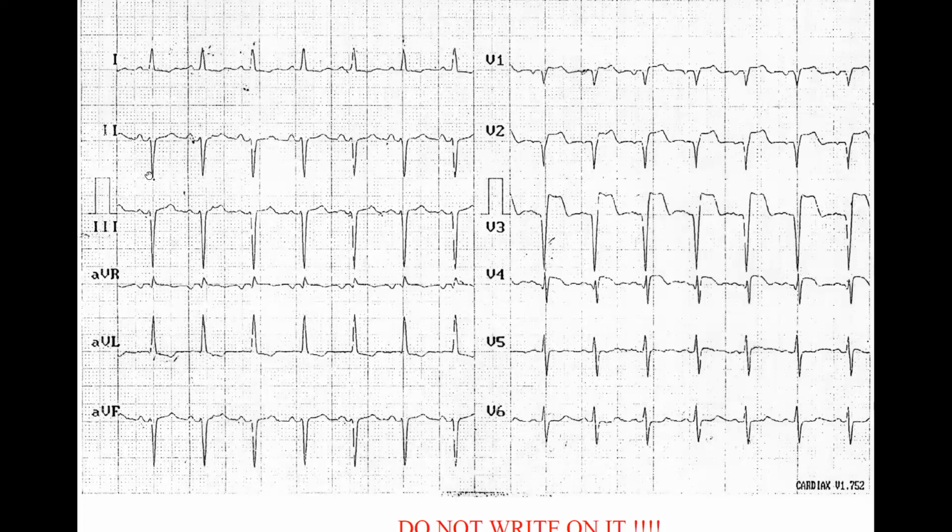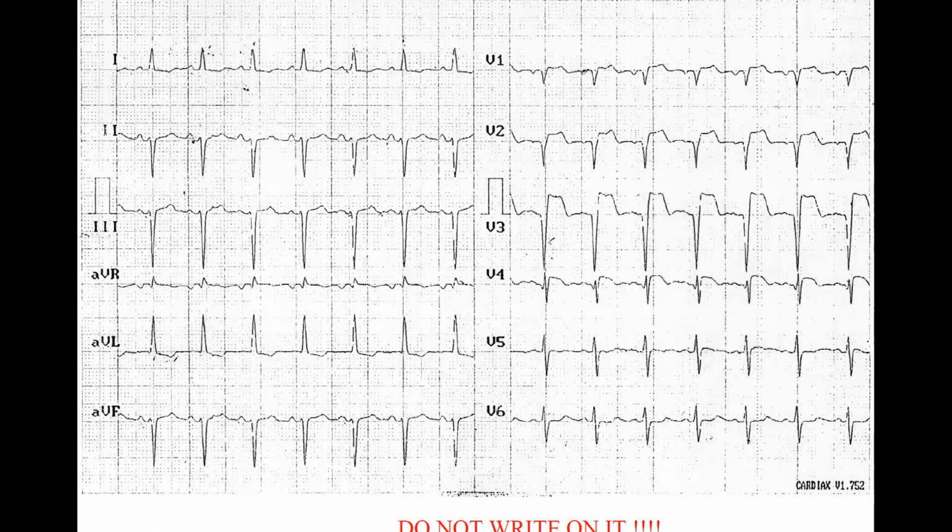Okay. Go on. Do we have P waves? Yes, I can see P waves in lead 2, and negative in AVR, and every P is conducted. And the PR interval looks okay. Good, go on. And the axis.